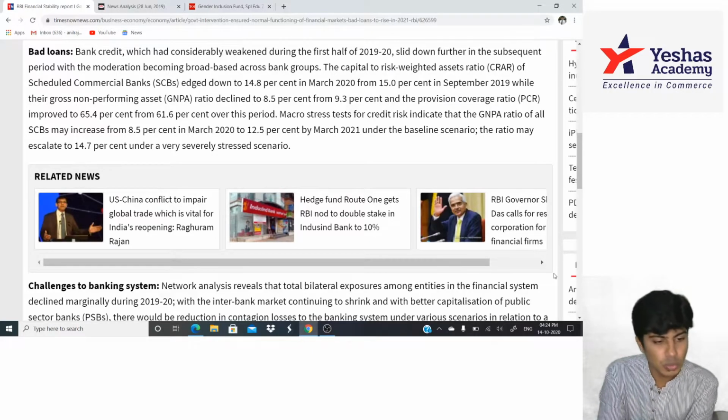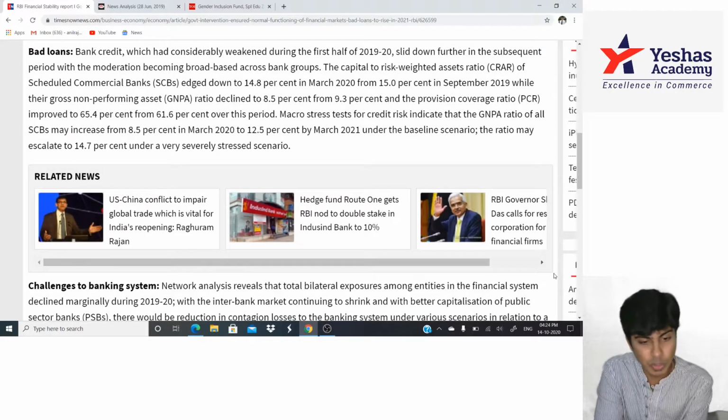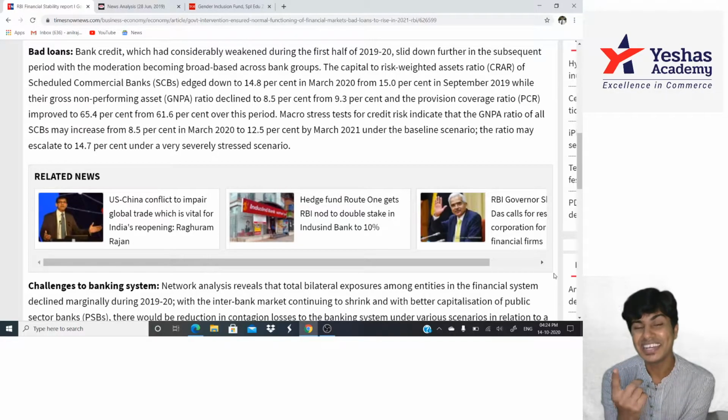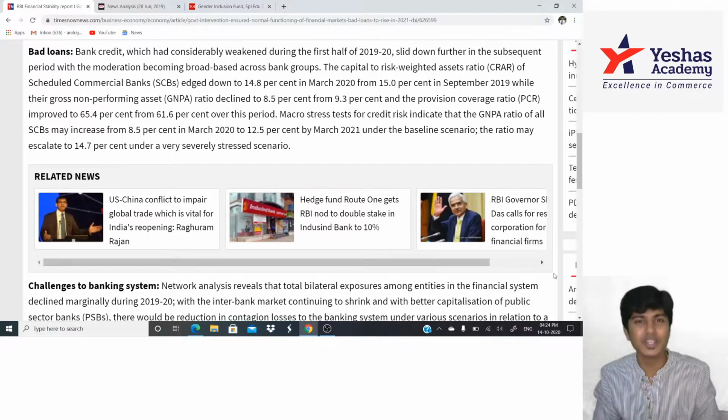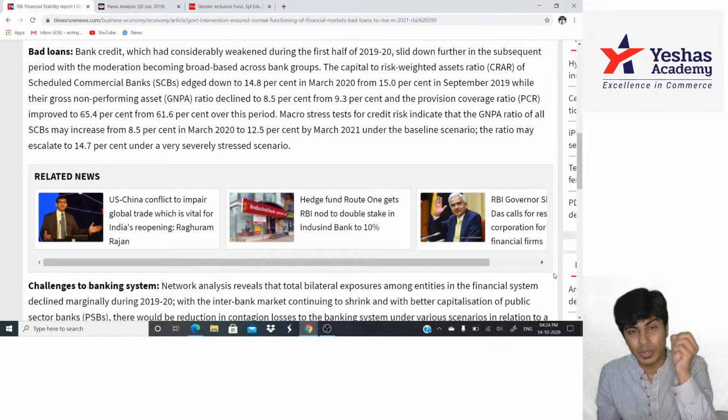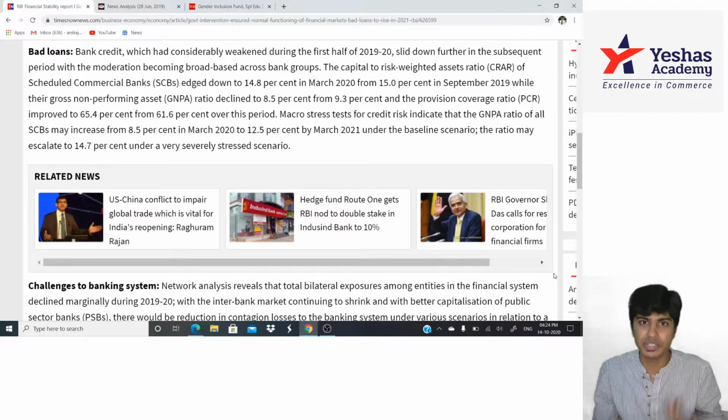Let's see. Their gross non-performing asset ratio declined to 8.5% from 9.3%. So how much was it previously? 9.3%. How much is it now? 8.5%. So the bad debts have reduced in the bank. This is good news. So from 9.3% it has come down to 8.5%. This is a positive thing that we should take.